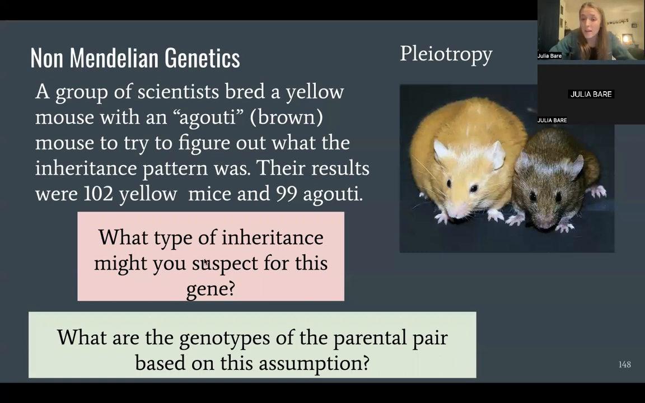Now, based on traditional Mendelian genetics, if you assume, which you should always assume starting out, that you are only seeing traditional Mendelian genetics, what type of inheritance might you expect for this gene? And then what are going to be the genotypes of the parental pair based off of this assumption? I'm going to give you a second to think about it.